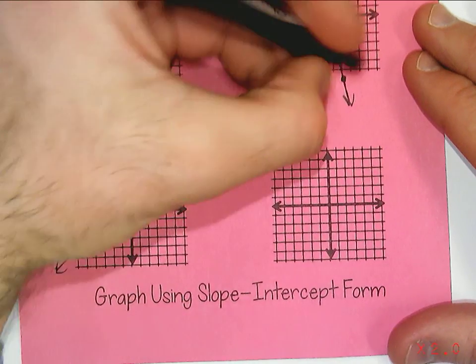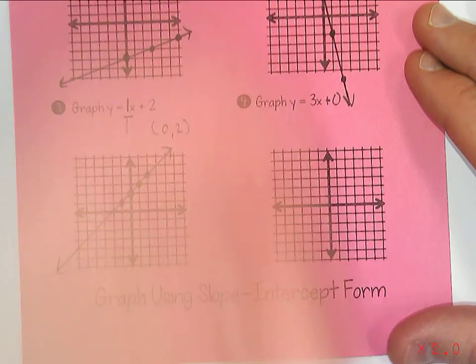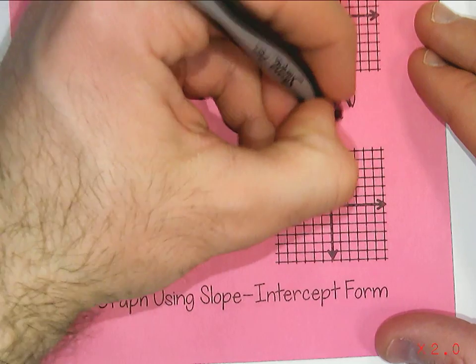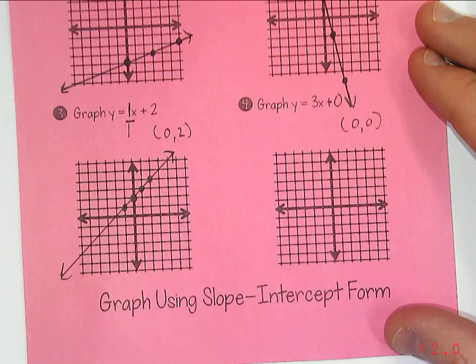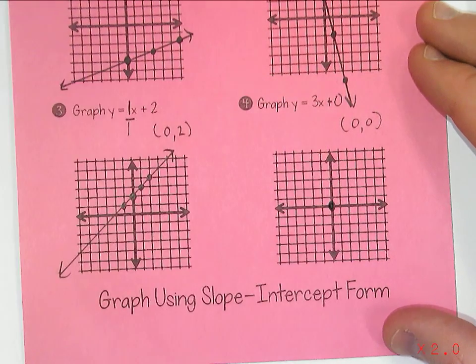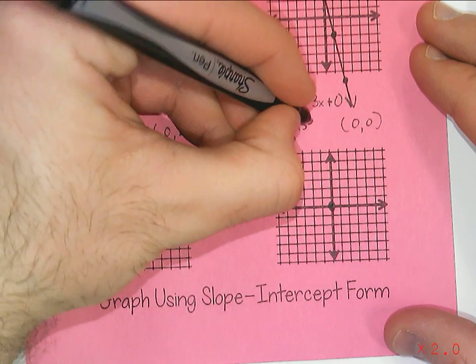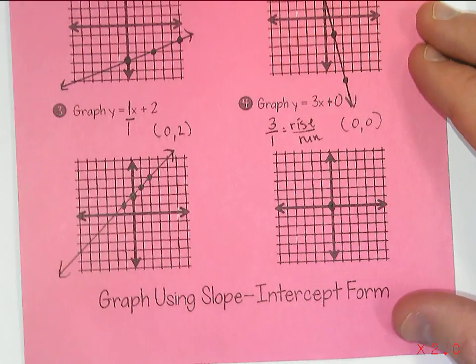Number 4 here, what you need to do, as we see there's no y-intercept, so that means it's just plus 0. And that is going to be at the point 0, 0 on your graph. So right at the origin, right in the middle. Our slope is 3 over 1. Remember, that's rise over run.